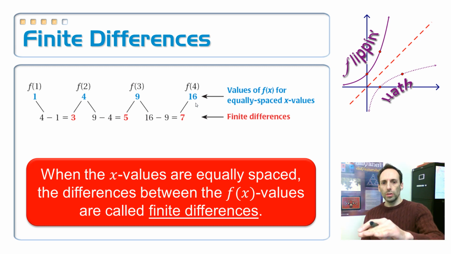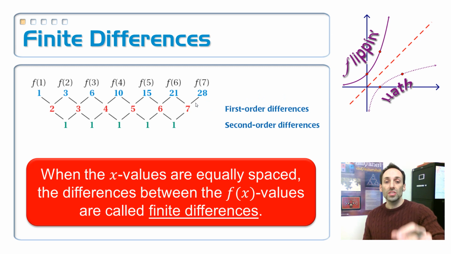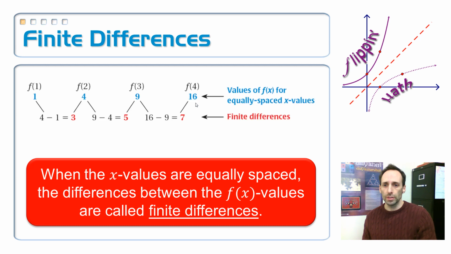So if I look at the differences between those terms, called the finite differences, 4 minus 1 gives me 3, then I'm going up by 5, then I'm going up by 7. Those aren't the same. Those are called the first order differences. And then sometimes what we do is we find the second order differences. We find the differences between the differences.